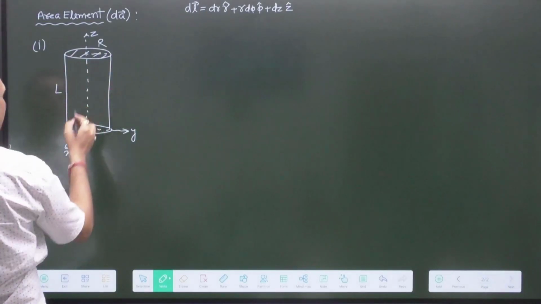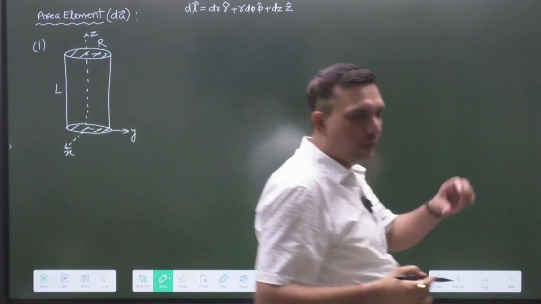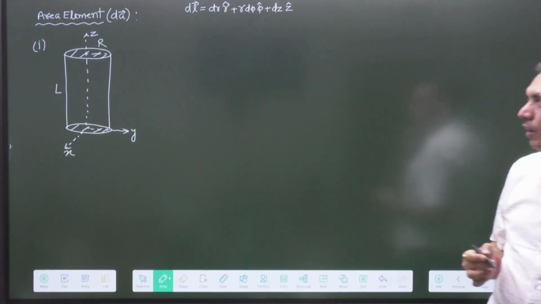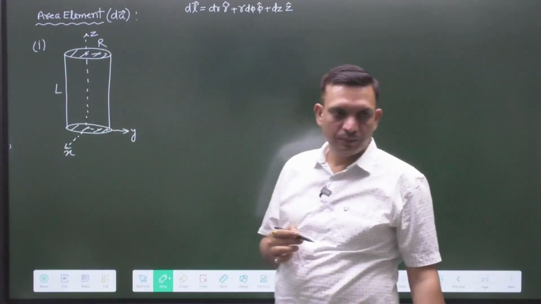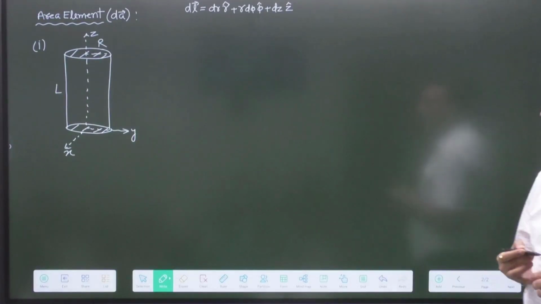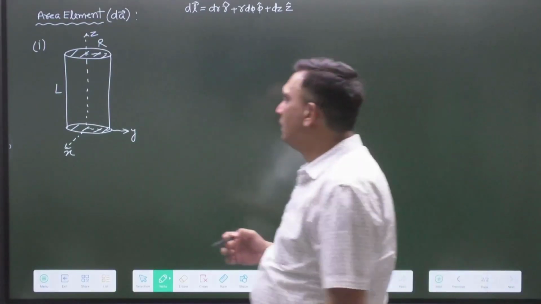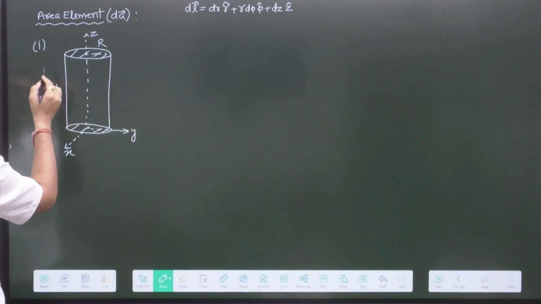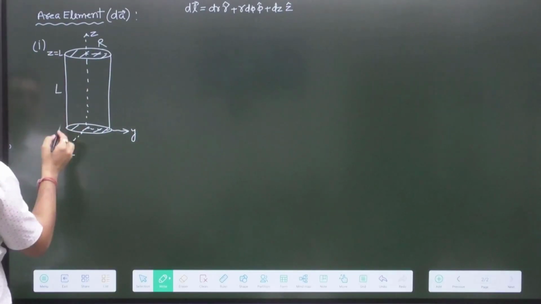It's a closed surface. It's a solid cylinder of radius r, length L. It's a volume. And this volume is surrounded by how many surfaces? Three surfaces. One surface is, let's say, z is equal to L. This is z is equal to 0.